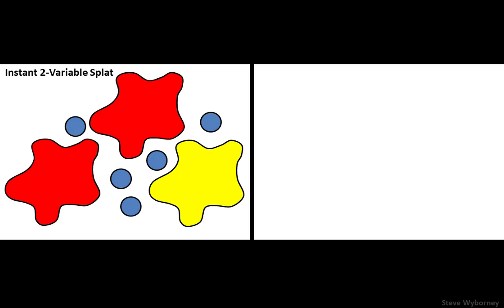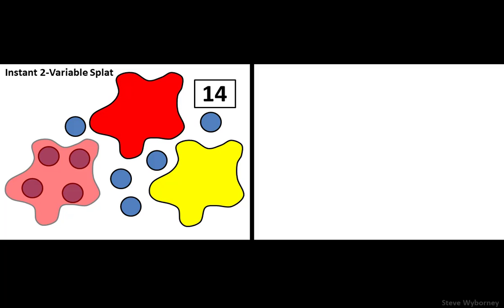Algebraic reasoning can be found in all of the Splats, but is especially featured in instant two-variable Splats. Here you can see 2 red Splats that have the same value as each other, one yellow Splat that has a different value than the red Splats, and the total is 14. If you know the value of one red Splat, can you determine the value of the yellow Splat?